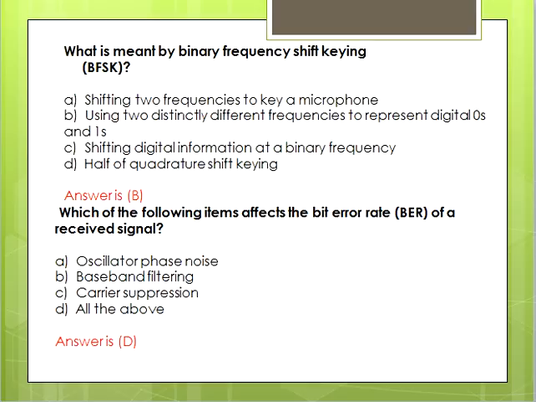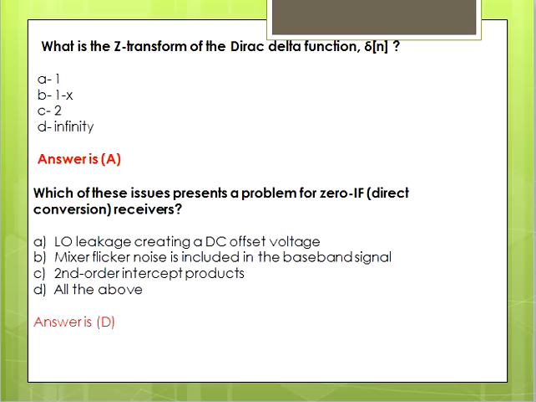For the second question, which of the following items affects the bit error rate, the BER, of receiving a signal? The answer is D, all of them. And what is the Z transform of the Dirac delta function? It is 1, A. And for the last question, which of these issues represent a problem for zero-IF receivers? The answer is D, all of them.